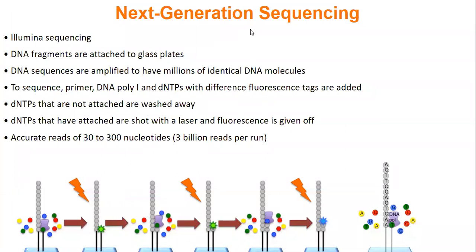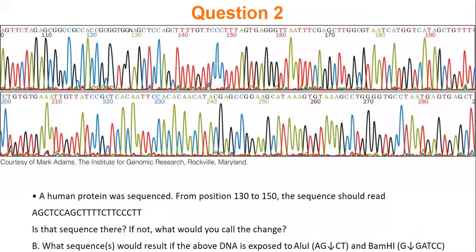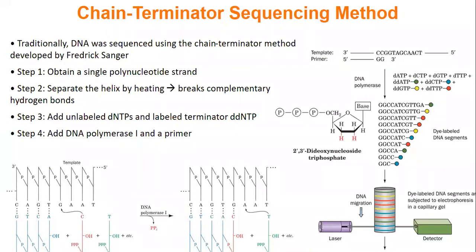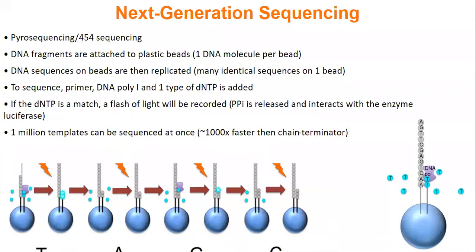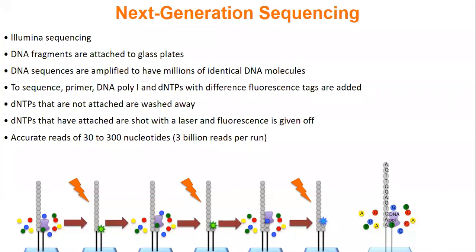Just a quick recap of what we talked about on Monday. We were looking at DNA sequencing. We talked about the old method, and that's still used, the chain terminator sequencing method, and now the newer next gen sequencing methods. We talked about how pyrosequencing works and how Illumina works.